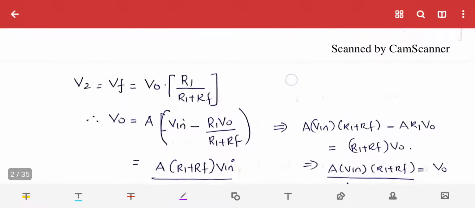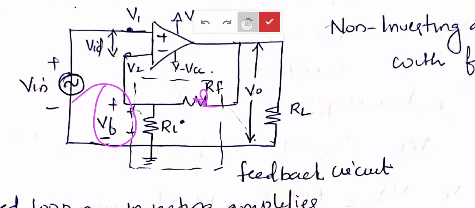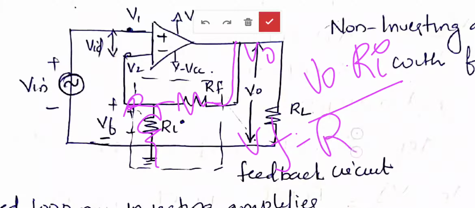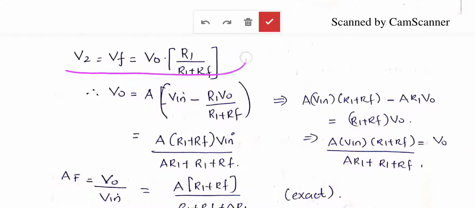So you see here, what is this VF? VF is the voltage available here. You can see there is a potential divider network, a voltage divider network. The center voltage is VF and the main voltage is VO. So VF is nothing but VO into the other branch resistance Ri divided by the total resistance Ri plus Rf. So V2 is equal to VF is equal to VO into Ri divided by Ri plus Rf.